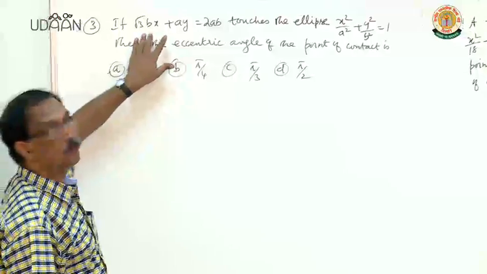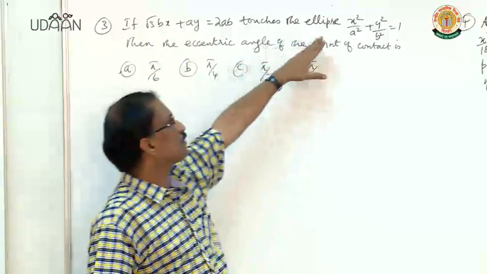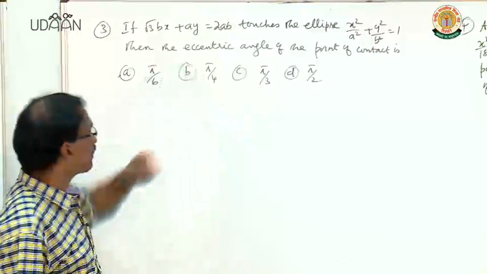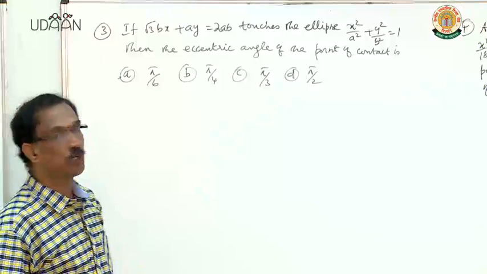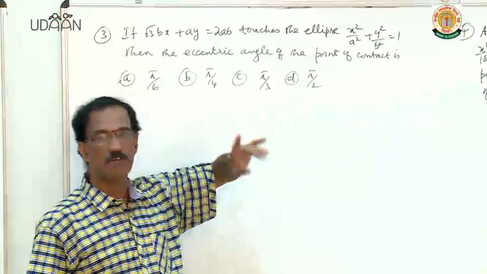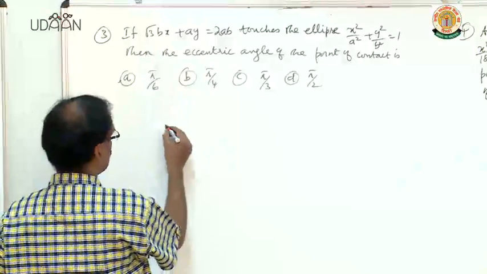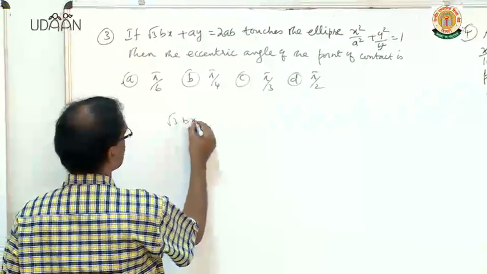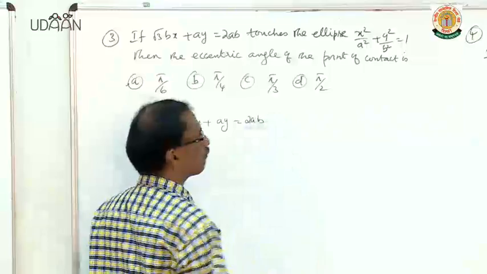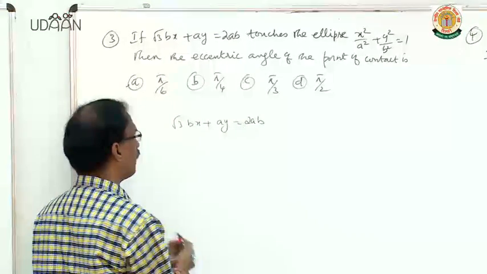If root 3 bx plus ay equal to 2ab touches the ellipse x square by a square plus y square by b square equal to 1, then the eccentric angle of the point of contact is what? So this eccentric angle means we have to find the value of theta. So now let us write this one, root 3 bx plus ay equal to 2ab. So now we divide this by 2ab.